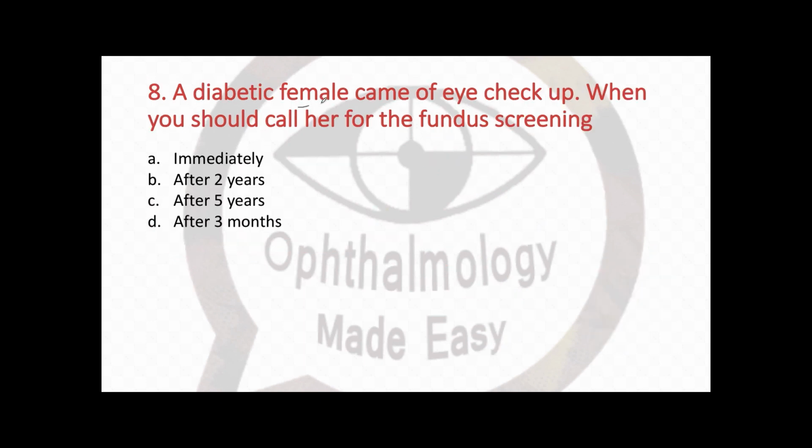So the next question was, a diabetic female came for eye checkup. When should you call her for the fundus screening? So very easy, a repeated question. You have to do the fundus examination immediately. Here you don't know whether it is type 1 or type 2, so we consider it as type 2. And in type 2, there has to be an immediate screening. In case there is a type 1, then it's better that you do it within 5 years of diagnosis. But if nothing is mentioned, consider it as type 2 and do an immediate evaluation.